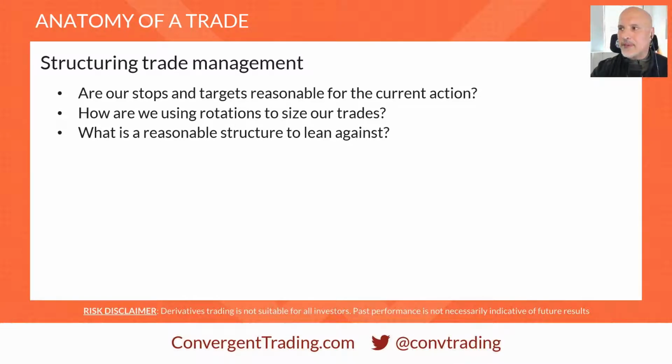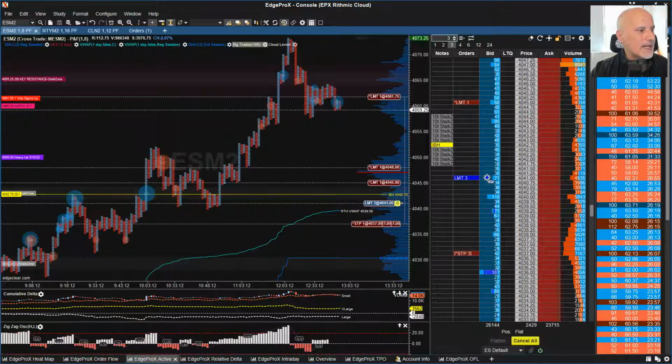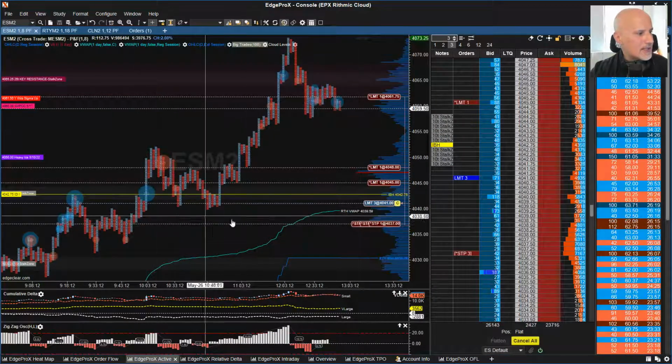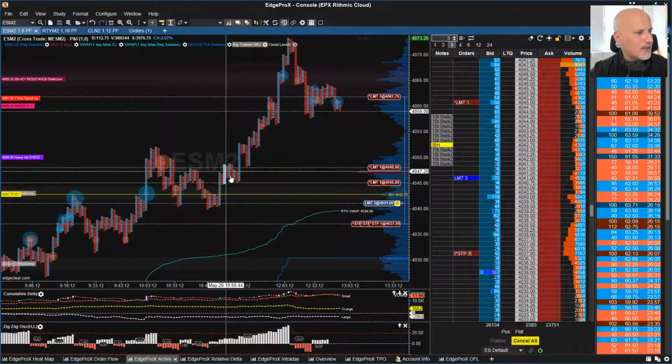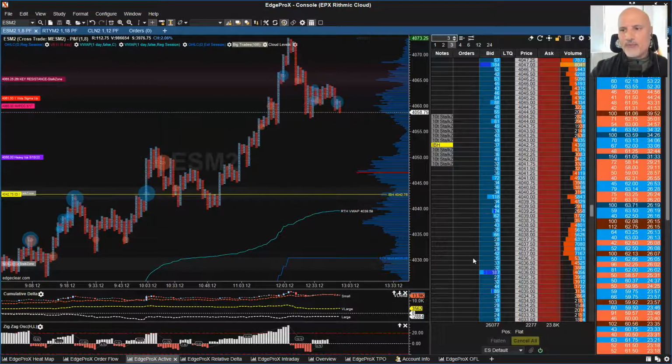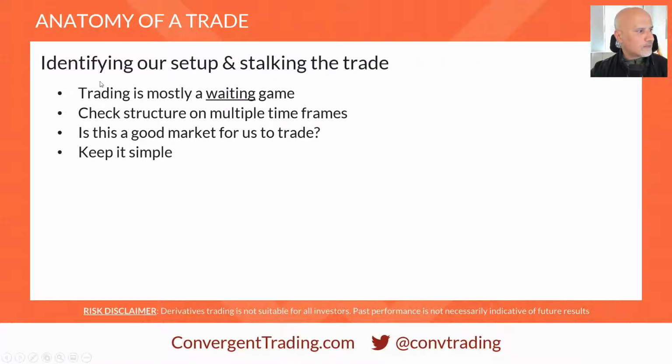And I'm able to do that through the platform, through a strategy trade. As soon as I click somewhere, it gives me these lines and tells me, okay, looks like my stop is down here. All right, my entry's here. Okay, my targets are within range and my extended targets are, okay, cool. Check, done, right? Now let's move forward and talk about identifying our setup and stalking the trade.